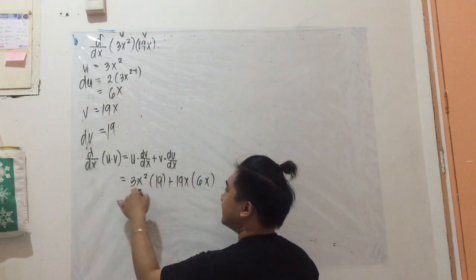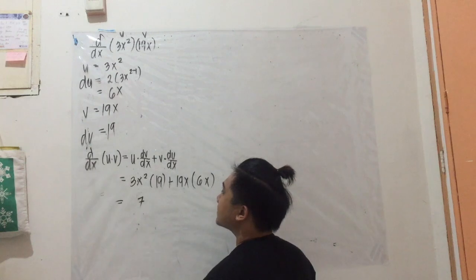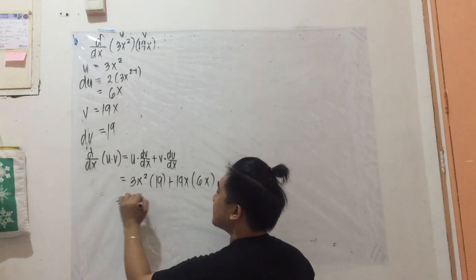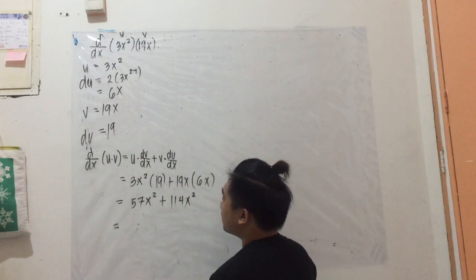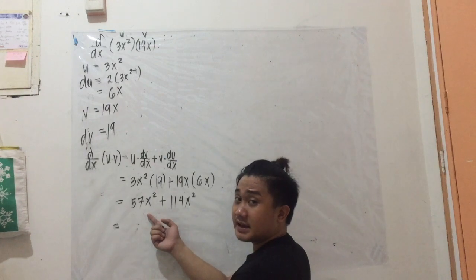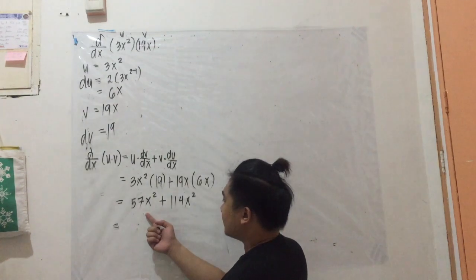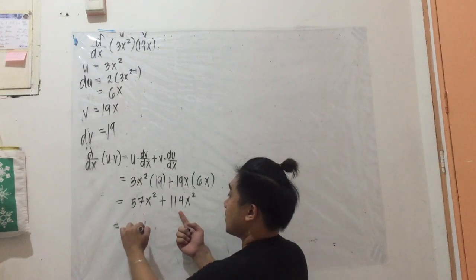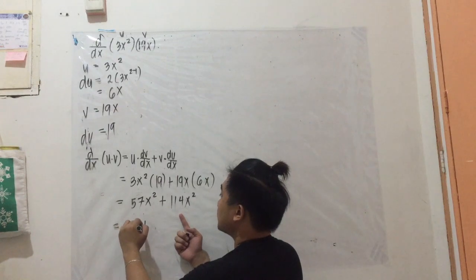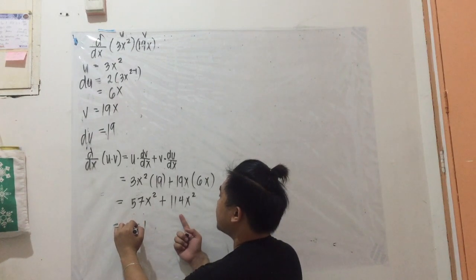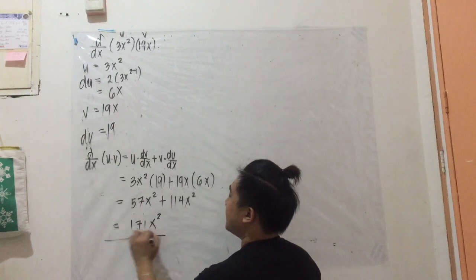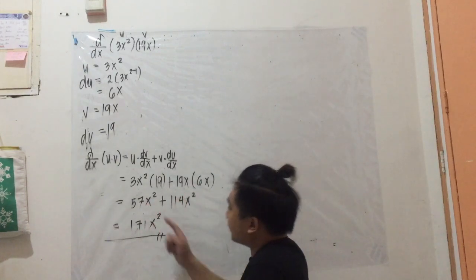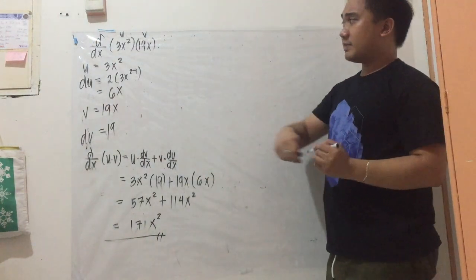6x. So, 19 times 3, 57. Carry 2, 57x squared. Plus 19 times 6, 114x squared. So, parehas bang x squared? Therefore, pwede natin yung pagsamahin. So, 57 plus 114, 171x squared. And yan na po. Okay. So, I hope malinaw na.